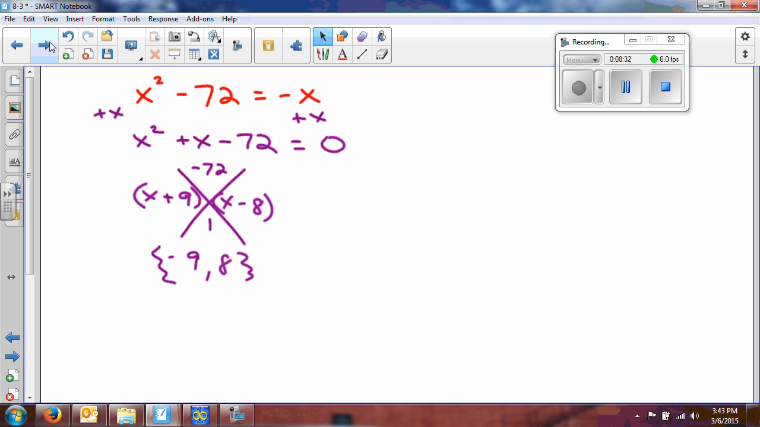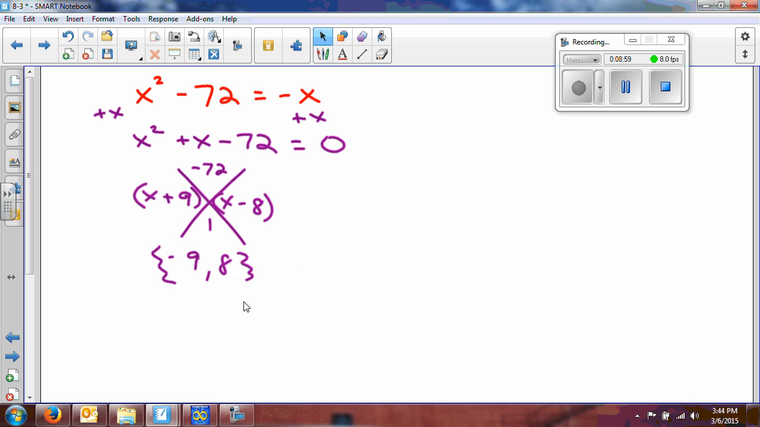Okay, when you don't have equals 0, we're going to make equals 0. So whatever's over here, and we want to keep our x squared positive. So if this was on the other side, we're bringing everything over. Okay, x squared needs to stay positive for this to work. So add x to both sides. That's now 0. X squared plus x minus 72. Set it up, find your numbers. Negative 9, positive 8.